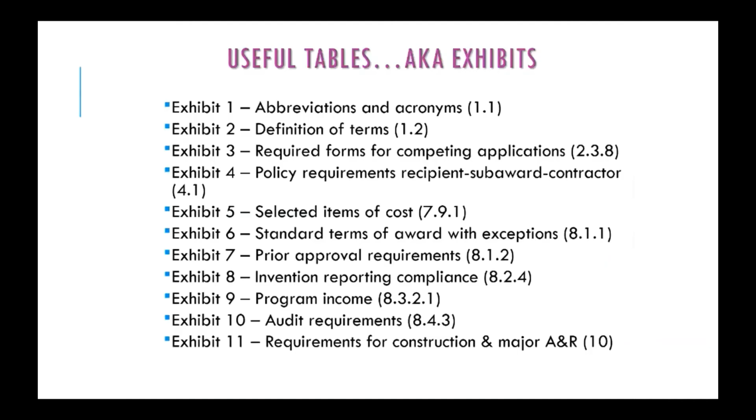Okay, there are 11 useful tables. They're referred to in the document as exhibits. You will probably want a number of these bookmarked to make your way through the document. My favorite one is Exhibit 5, selected items of cost, that's located in section 7.9.1, which tells you whether certain items of cost are allowable or unallowable.